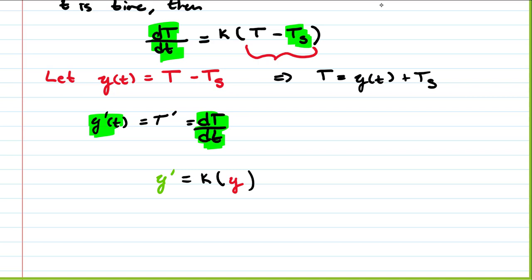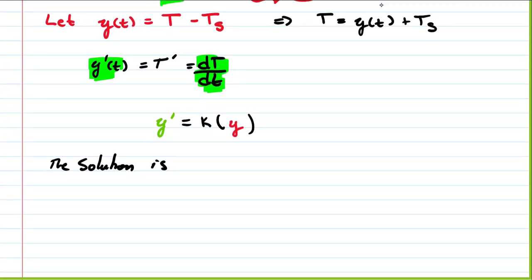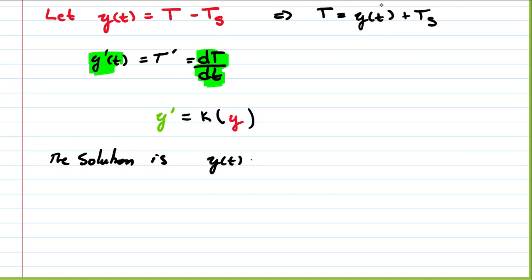So by making the appropriate assumption that room temperature is constant, by making a substitution, we transformed Newton's law of cooling into this differential equation. Okay, we know the solution. What's the solution to this differential equation? So the solution is we have that y of t is equal to y of 0 times e to the kt, right? That's the solution that we've been using.